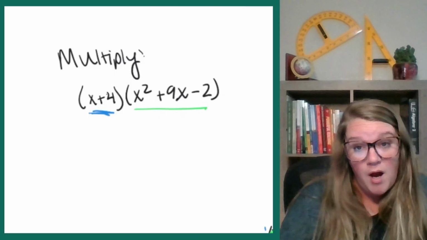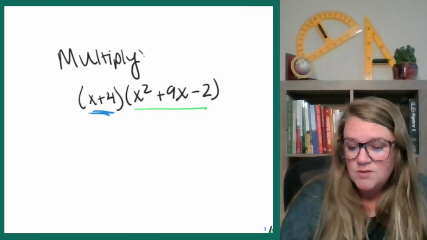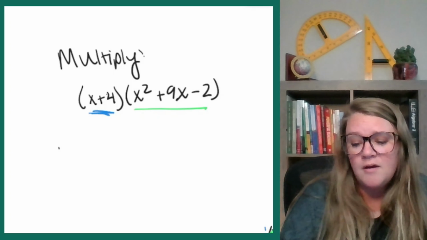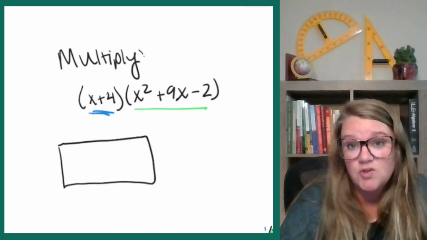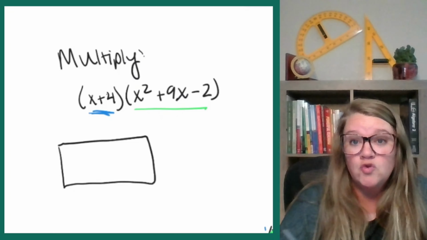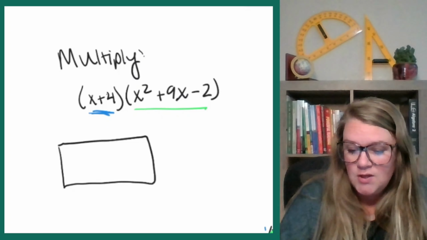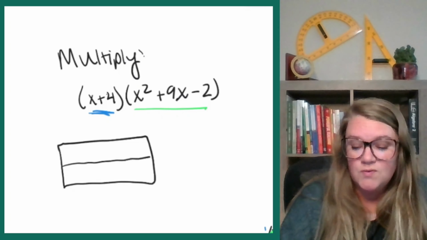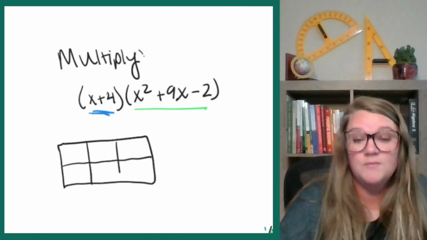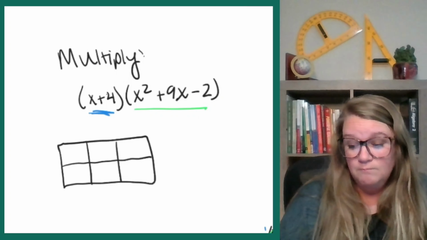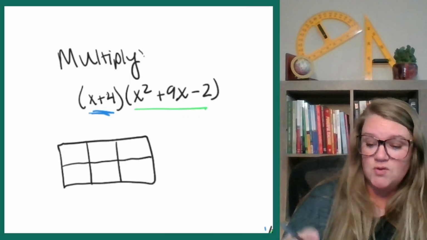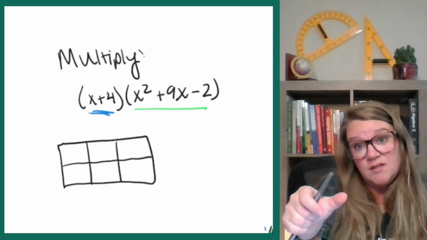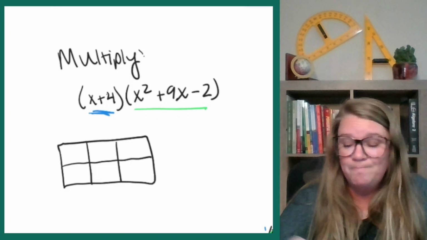So the box method needs a box to start with. And my box, since I'm taking two terms times three terms, we have to have a 2 by 3 rectangle. Okay, so I'm going to make this one have 2 rows and 3 columns. Now you could have done 2 columns and 3 rows. It does not matter which one you do. Okay, so I could have like a tall skinny rectangle, or I could have this rectangle.